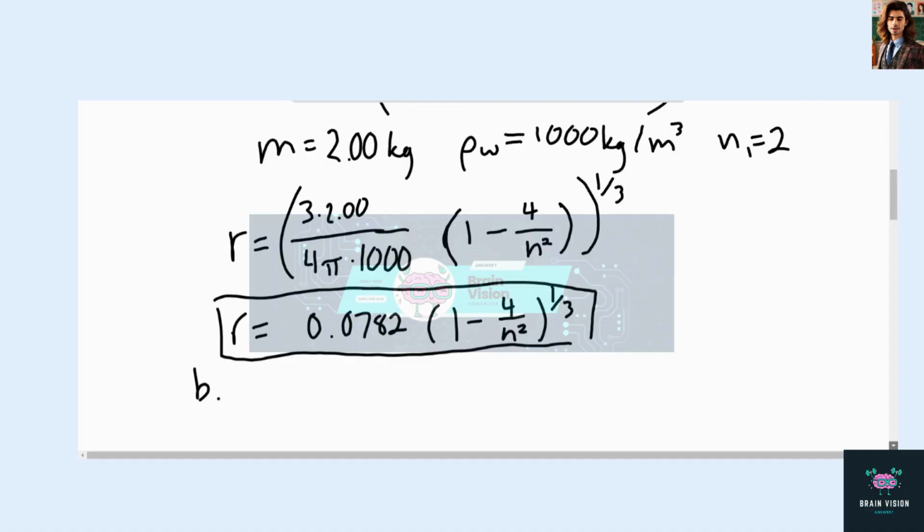But if we get to n equals 3, then you have 1 minus 4 over 3 squared. So 1 minus 4/9. You take the third root of that. That'll be a number between 0 and 1 about. And then that's multiplied by 0.0782. And so that works. That's the first number that works. And as n keeps getting bigger, it'll continue to be a number that makes sense. So our first number that will create a sphere of non-zero radius is n equals 3. And that's our answer for part B.